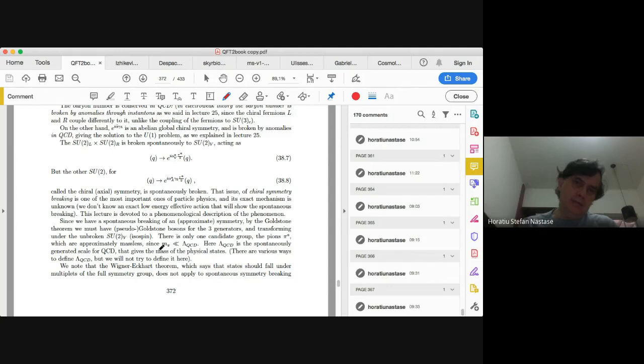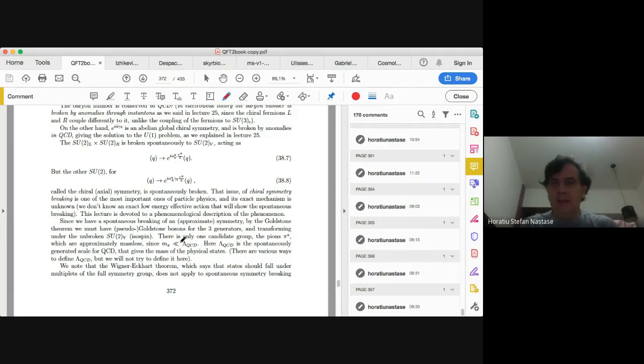Approximately massless in particular means that the mass of the pions is much less than the scale of QCD, lambda QCD. So lambda QCD is the spontaneously generated scale for QCD in the quantum theory. In the classical theory, the Lagrangian is massless. But then in the quantum theory, it generates a scale and generates spontaneously masses for the physical states.